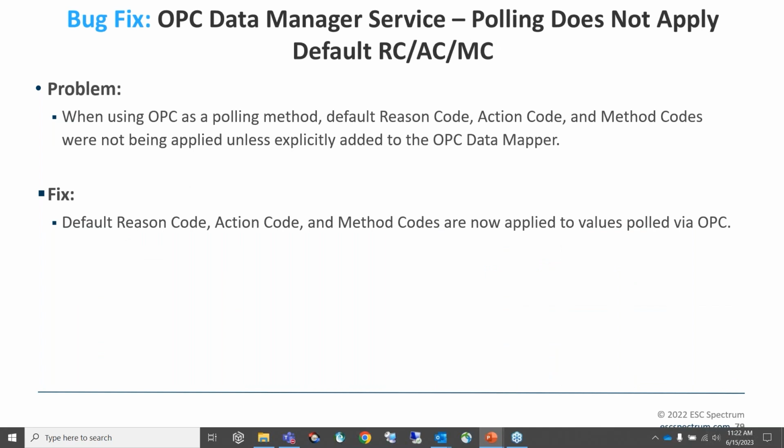OPC Data Manager Service. Polling does not apply default reason code, action code, method code. When using OPC as a polling method, the default reason code, action code, and method codes were not being applied unless added to the OPC data mapper. This has been fixed and the codes are now applied.